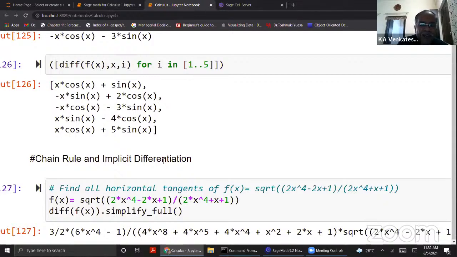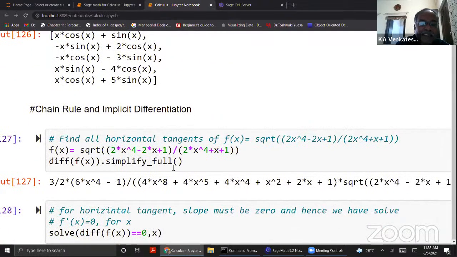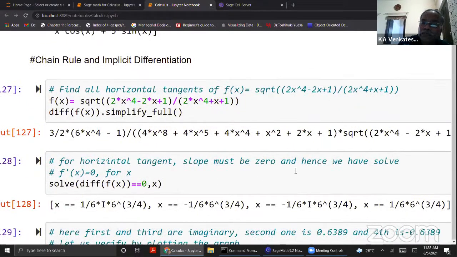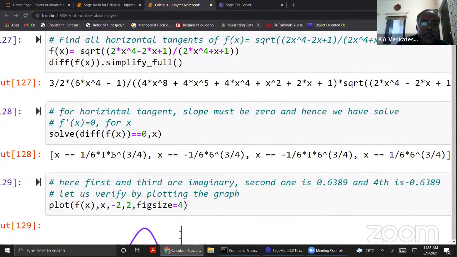So here what I've done is the differentiation of f of x, as well as simplify fully, so that it's easy for us to work. So first we found it, then what you have to do is equate to 0 and solve for x. For a horizontal tangent, the slope must be 0. Hence we solve f dash of x equal to 0 for x. Solve differentiation of f of x equal to 0 with respect to x.